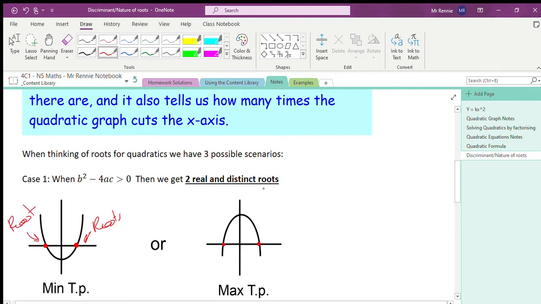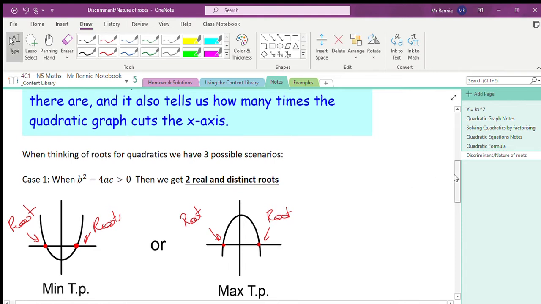Similarly over here we would have a maximum turning point. That could be another picture we have. However, if the discriminant is still bigger than 0, we would have one root there and another root there, so we would end up with two real and distinct roots, different from each other. So that's the first case: if it's greater than 0, we end up with two real and distinct roots.